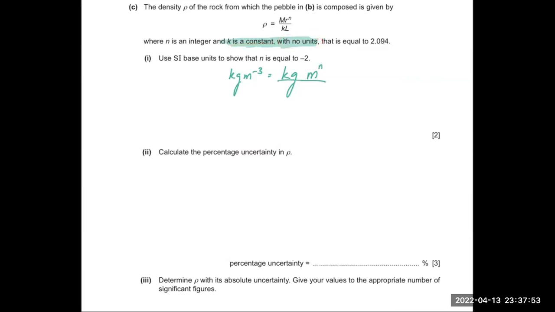Because we're substituting the units here, as opposed to the values, K will be replaced by nothing at all. Or you can write one if you want to. Multiplied by L, which is also measured in meters. Now, you just simplify. So kilogram on the left-hand side cancels out with the kilogram on the right-hand side. This meter in the denominator gets shifted to the other side and gets multiplied to the numerator. So m to the power minus 3 multiplied by m to the power 1 is equal to m to the power n. When bases are the same, powers are added, minus 3 plus 1. So m to the power minus 2 is equal to m to the power n. Now, bases are the same, you can compare the powers. This tells us that n should be equal to minus 2.